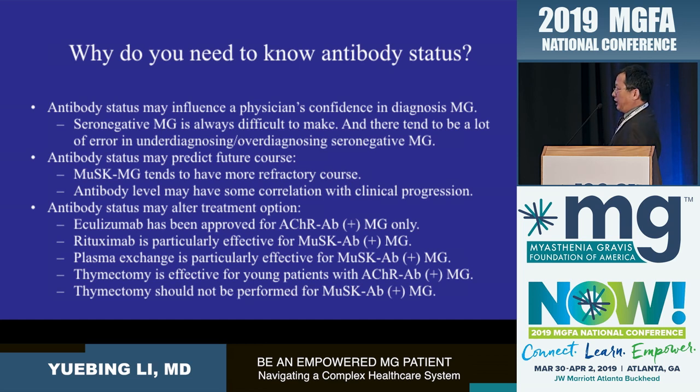Okay. The antibody status may actually predict the future course. We talked about this: MuSK antibody positive MG tends to have a more refractory course. The antibody level actually has some correlation with clinical progression. That's the part I want to talk about. Once your diagnosis is made, your treating physicians usually don't recheck the antibody anymore. In my personal experience, repeating your antibody in a year or two and looking at it actually helps. I have almost never seen a person getting worse with the antibody going down.